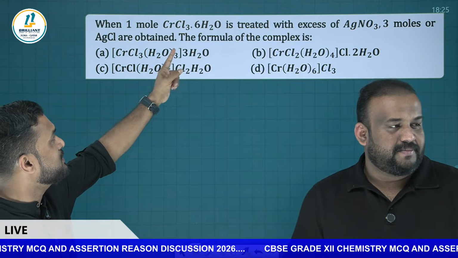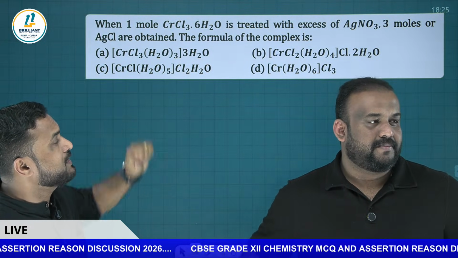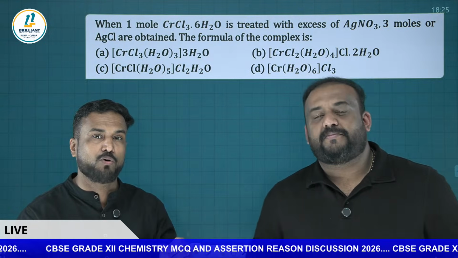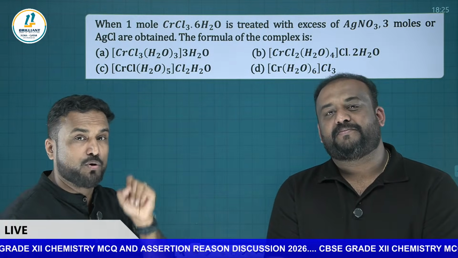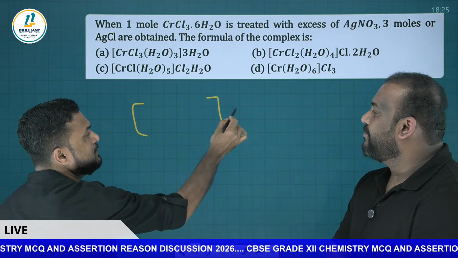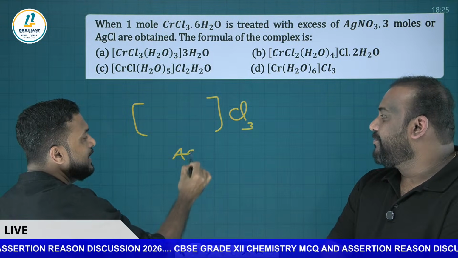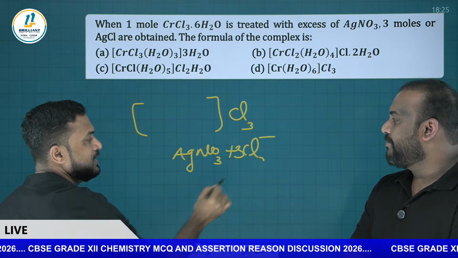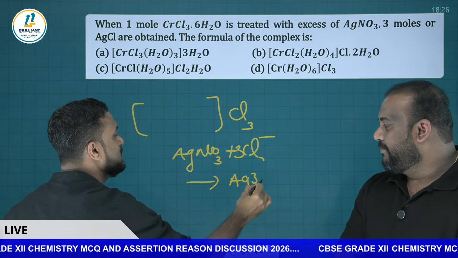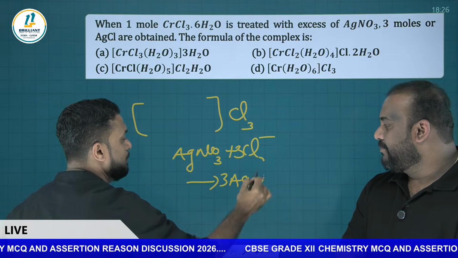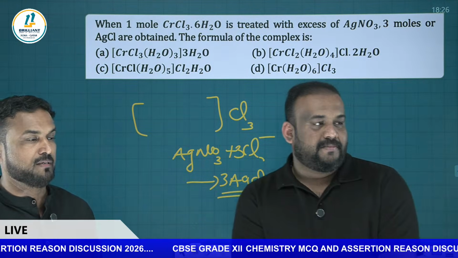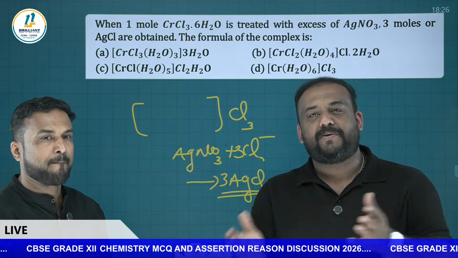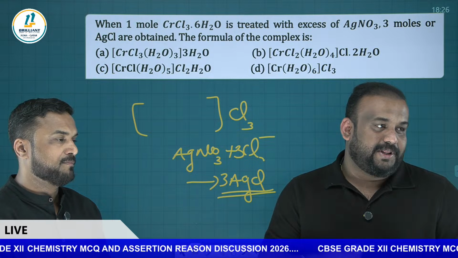When 1 mole of CrCl3.6H2O is treated with excess of AgNO3, 3 moles of AgCl are obtained. From that 3 moles itself, you will get the answer. See, 3 moles are required means outside the coordination sphere, you need 3 chlorine. Then only excess AgNO3, when it reacts with these 3 Cl minus, you will be getting 3 moles of AgCl. That is the hint. The chloride ions are not going to act as the ligand, instead they are going to act as counter ions. So 3 counter ions will be there.